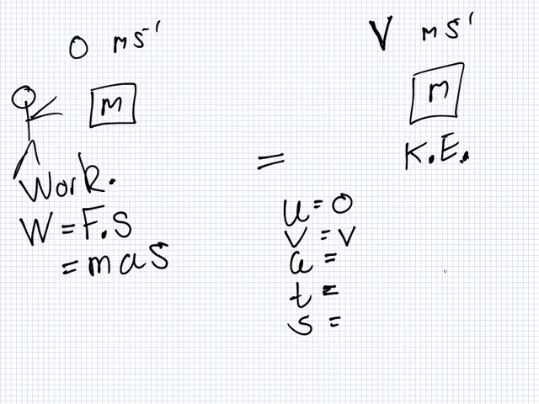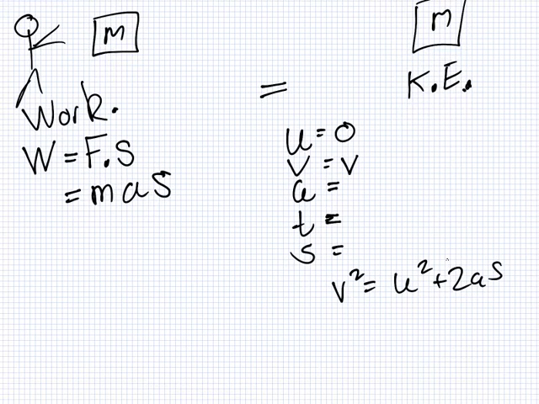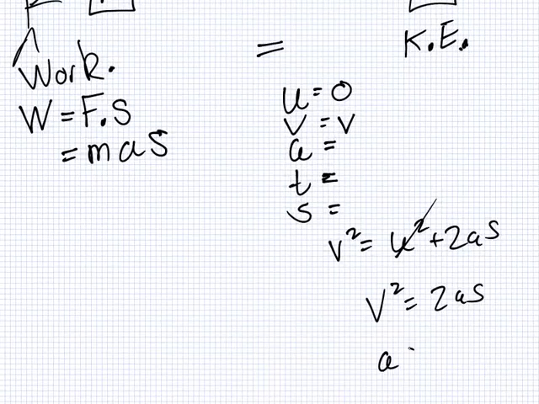Yes. Now we know V squared equals U squared plus 2AS. But what does U equal? 0. So V squared equals 2AS. So what does AS equal? A S equals half V squared.